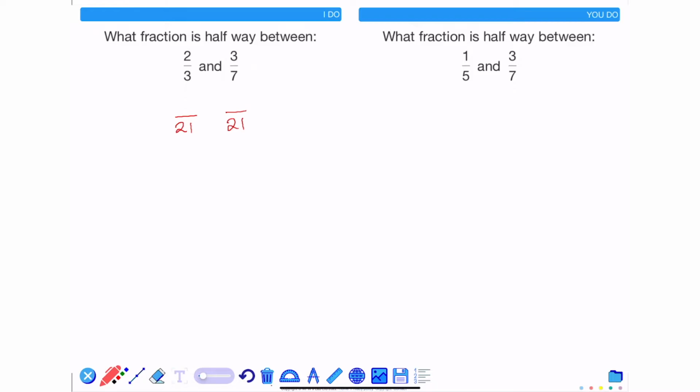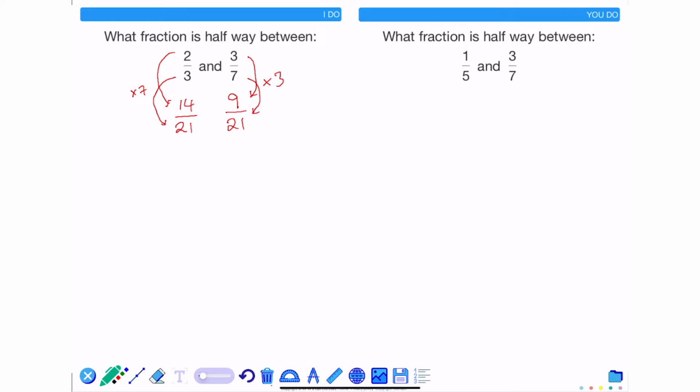the same. Multiplying the denominator and numerator by 7, I then get 14 over 21. For the second fraction, multiplying my denominator and my numerator by 3 will then give me 9 over 21.